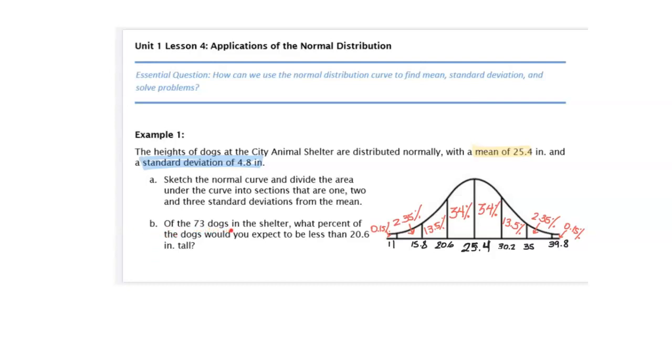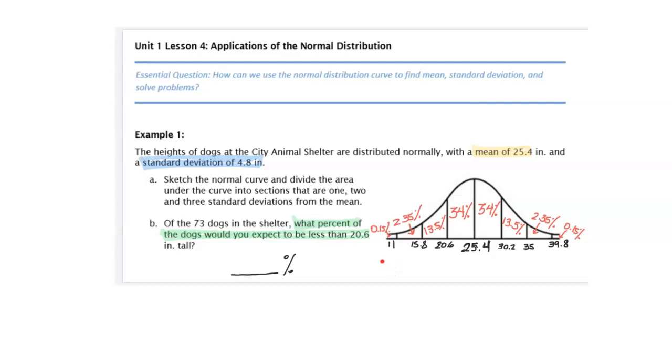All right, so moving on to part B. Of the 73 dogs in the shelter, it's asking us what percent of dogs would you expect to be less than 20.6 inches tall? So what percent is our question that they're asking us? Because they're asking us what percent of the dogs would you expect to be less than 20.6, first off, our answer should be a percentage. So blank percent is going to be our answer. Blank percent is what we would expect to be less than 20.6.